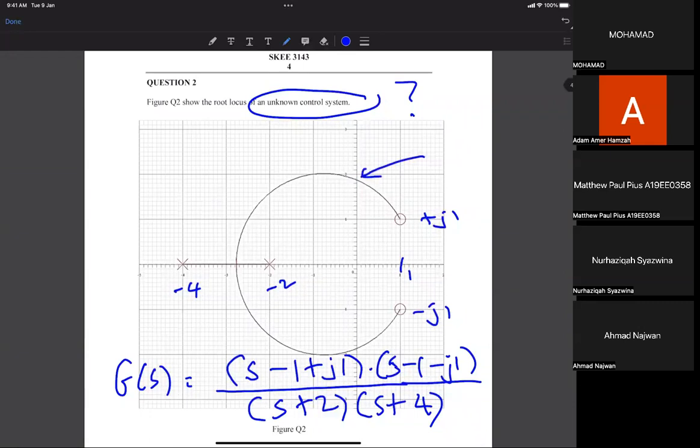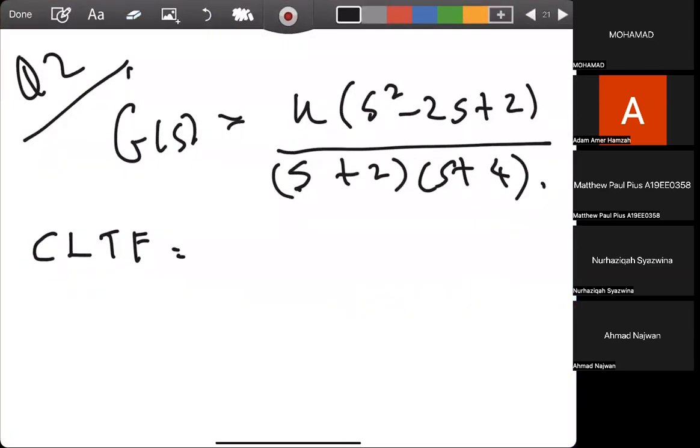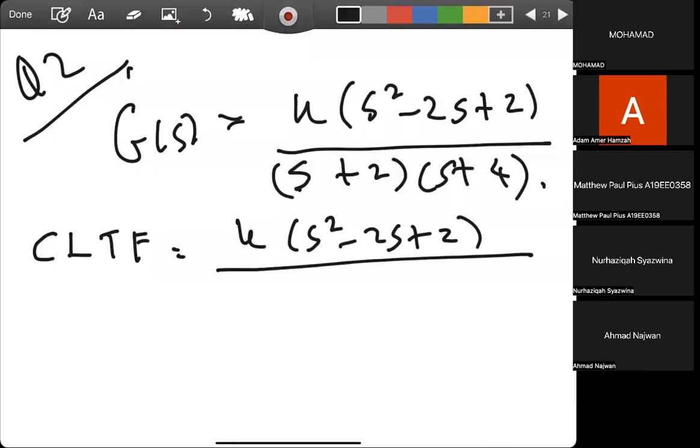Not more than 3. I think it is 2.8 or 2.9. This one is 2 or 3. This one is 2, right, brother? Sorry, then 1.8. Plus j 1.8. So this is by observation. So we have to prove it using calculations by finding the closed loop transfer function.